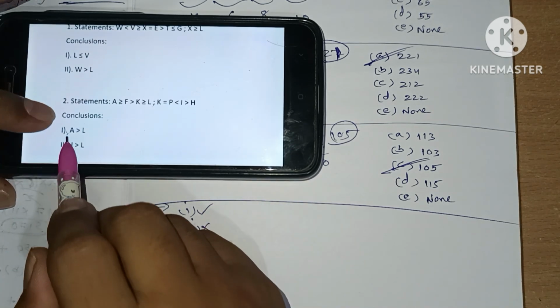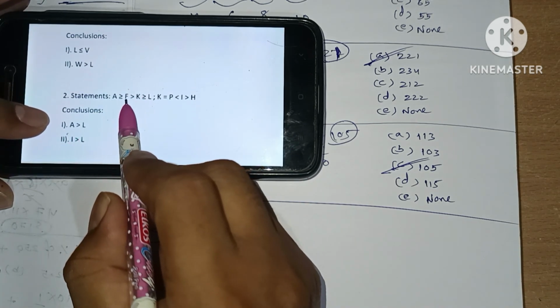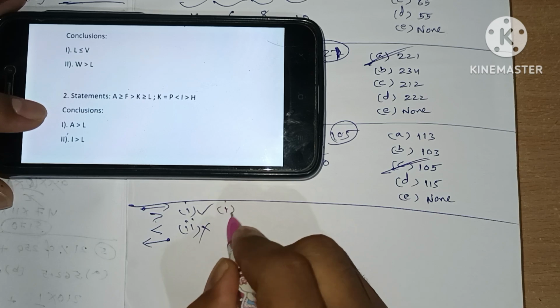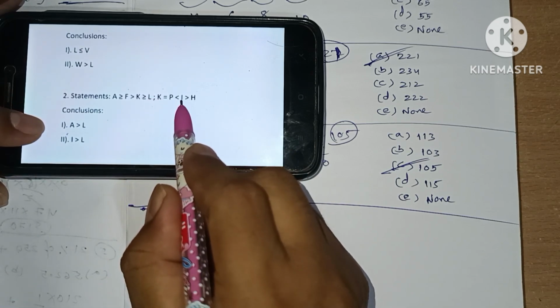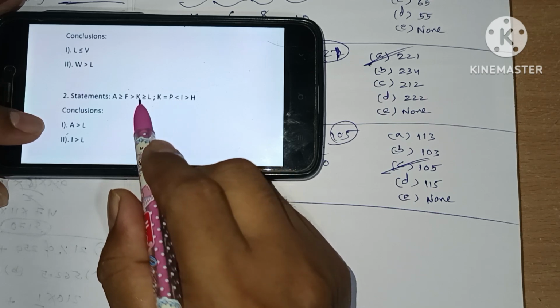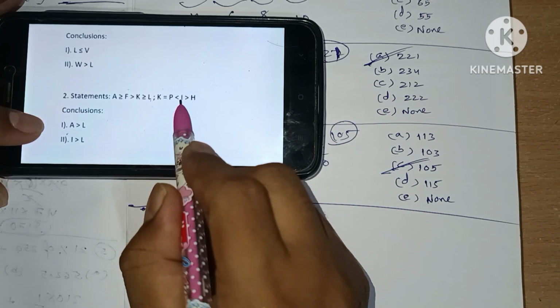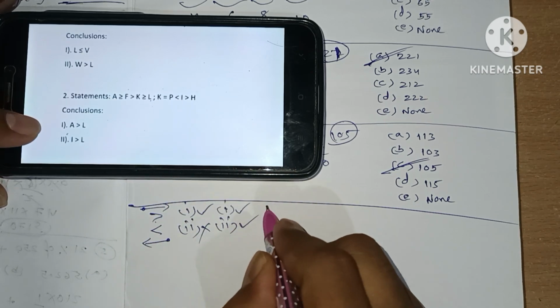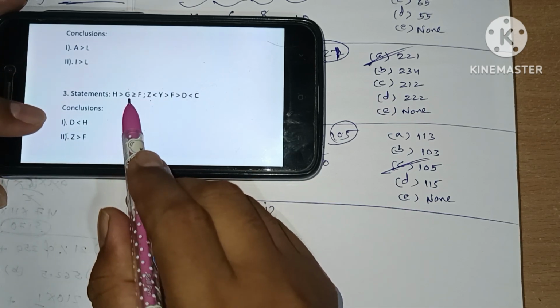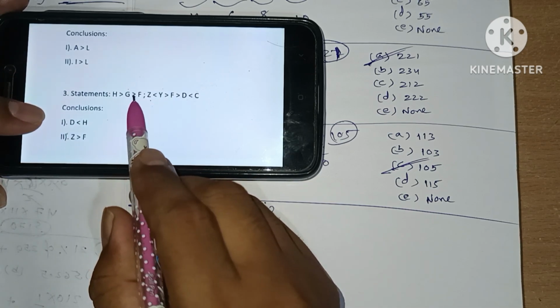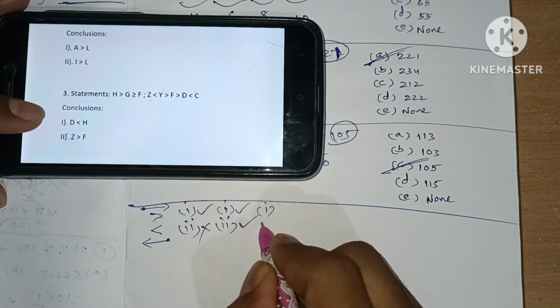Second question, the flow from A to L. From A we can reach to F, K and L. Yes, it is possible. Second conclusion, the flow from I to L. From I we can reach to P, K. From K we can reach to L. So second conclusion is also true. Third question, the flow from H to D. From H we can reach to G, F. From F we can reach to D. So first conclusion is true.